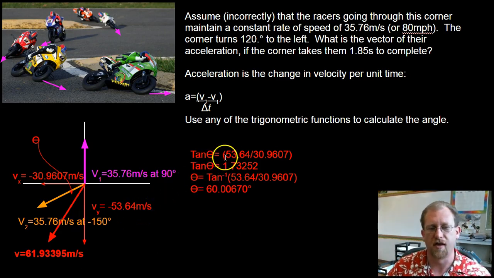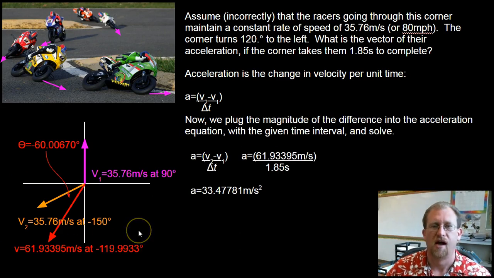Tangent of theta is the opposite divided by the adjacent. So 53.64 divided by 30.9607 is going to give me 1.73252. So the tangent of theta is that. To get theta by itself, I have to take the inverse tangent of both sides. So theta is the inverse tangent of that number, which gives me 60.00670. So basically 60 degrees is where this line comes out. So that's going to be that measurement there.